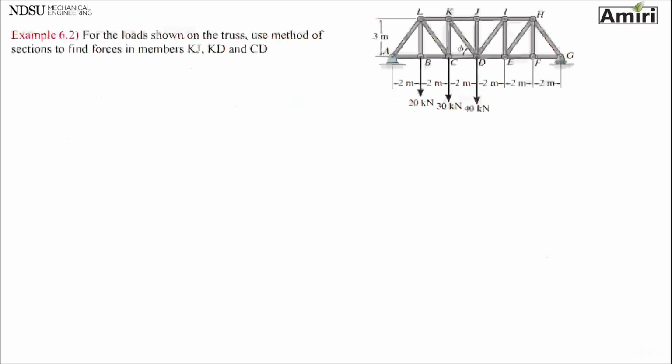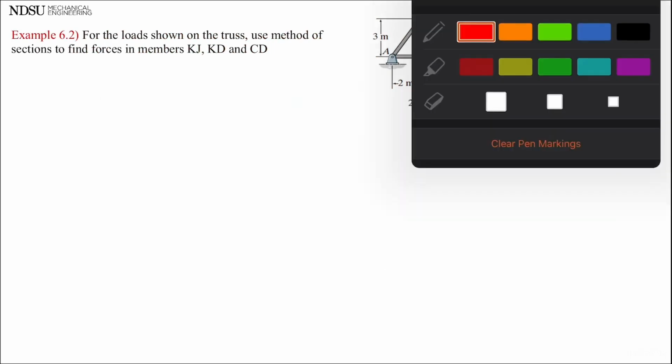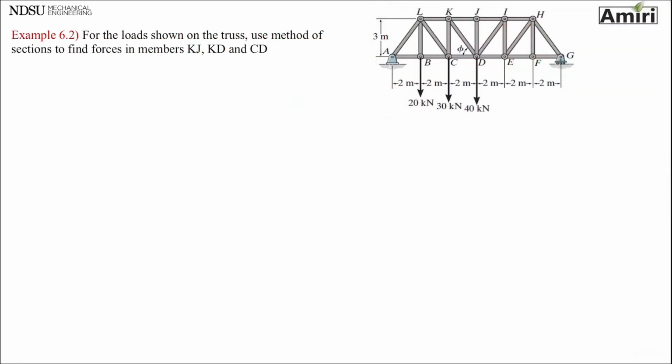Let's look at another example. For the loads shown on the truss, use method of sections to find forces in members KJ, KD, and CD. The first step is to decide where to make a cut.